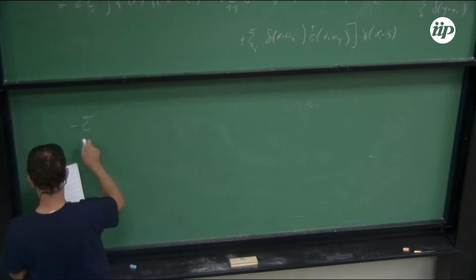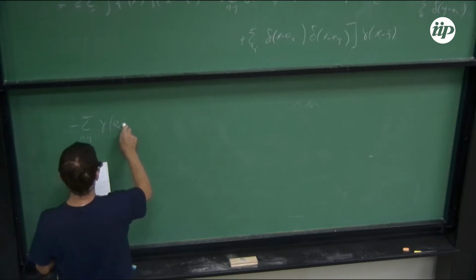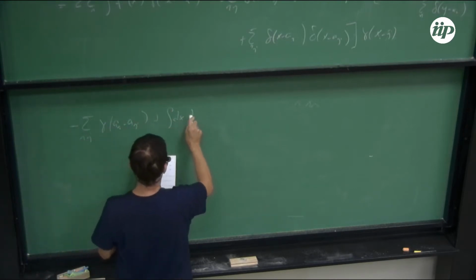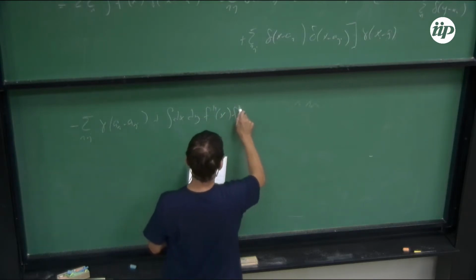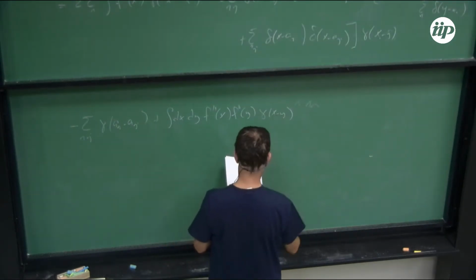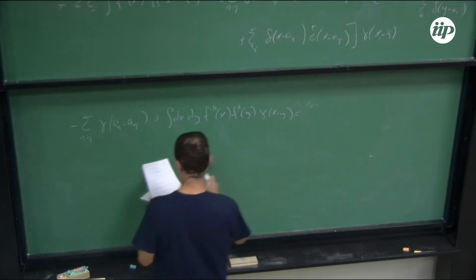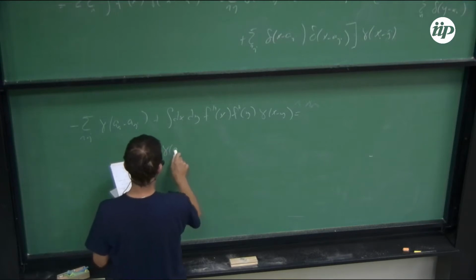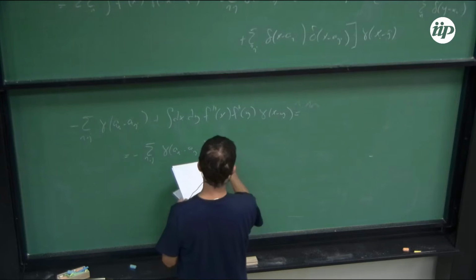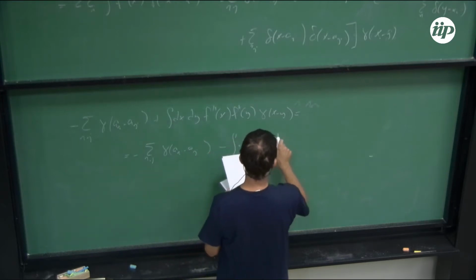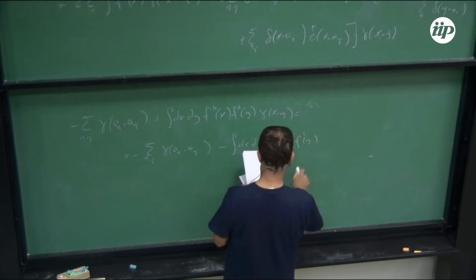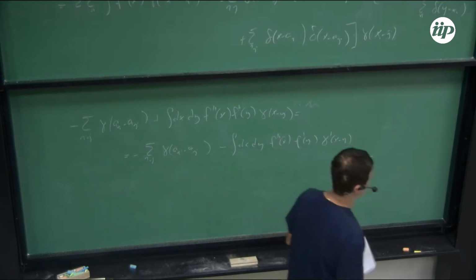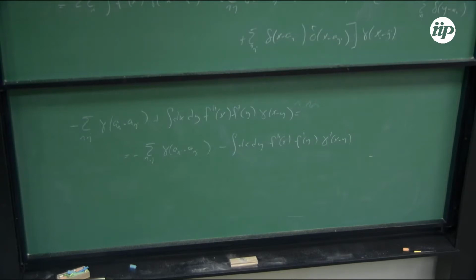That you can write like the sum over i, j of gamma(a_i minus a_j) plus dx dy f''(x) f''(y) gamma(x minus y). Okay? Which in turn, doing another integration by parts, becomes just this quantity that I'm doing: f'(y) gamma'(x minus y). Okay? Now, this formula here is exactly of this form. Okay? This is exactly the form which I was looking for.